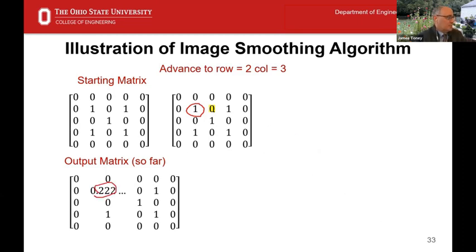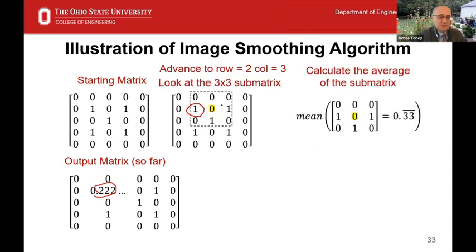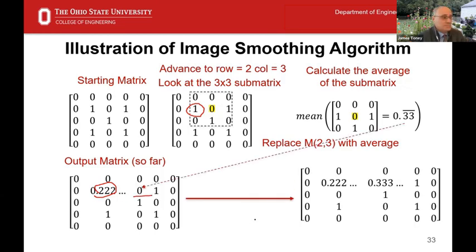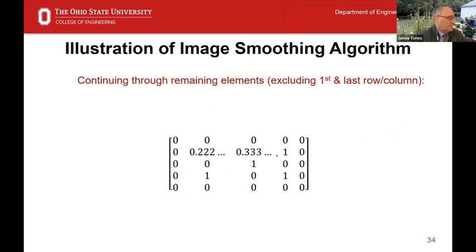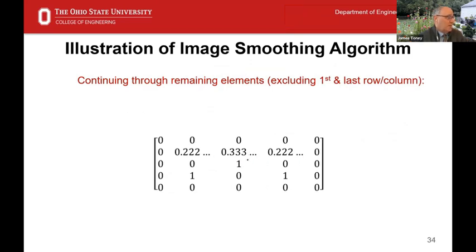All right, so we go to row 2, column 3, and we do the same thing. 3 by 3 submatrix, take its average, replace that in the copy with the average. And we go to the next column, do the same thing. And again, we're skipping the last column, so then we go to the next row. Same thing. Next row, same thing. And we're done because we skipped the last row. All right, so that's the basic idea.